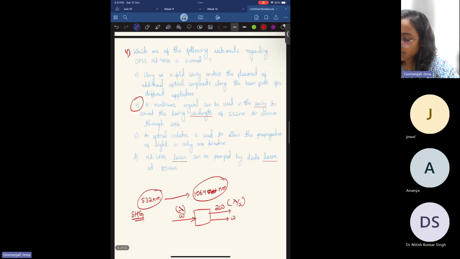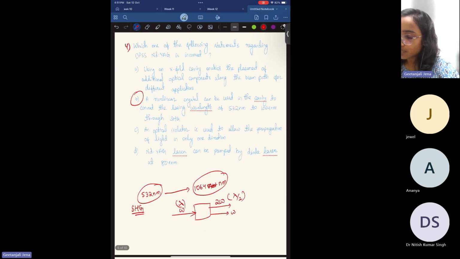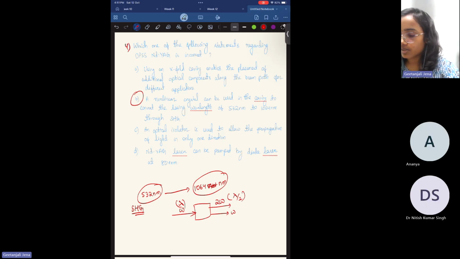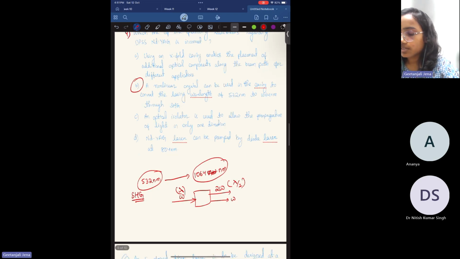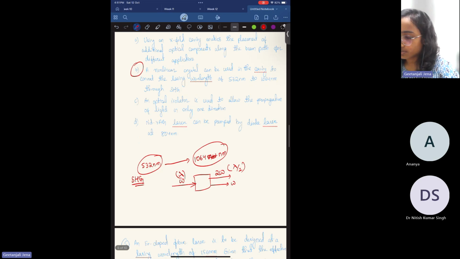So let us see what options C and D are also. Option C says an optical isolator is used to allow the propagation of light in only one direction, which is correct. And option D is an Nd:YAG laser can be pumped by a diode laser at 808 nanometer, which is also correct. So the answer for this question is option B, which is a nonlinear crystal can be used in the cavity to convert the lasing wavelength of 532 nanometer to 1064 through second harmonic generation.